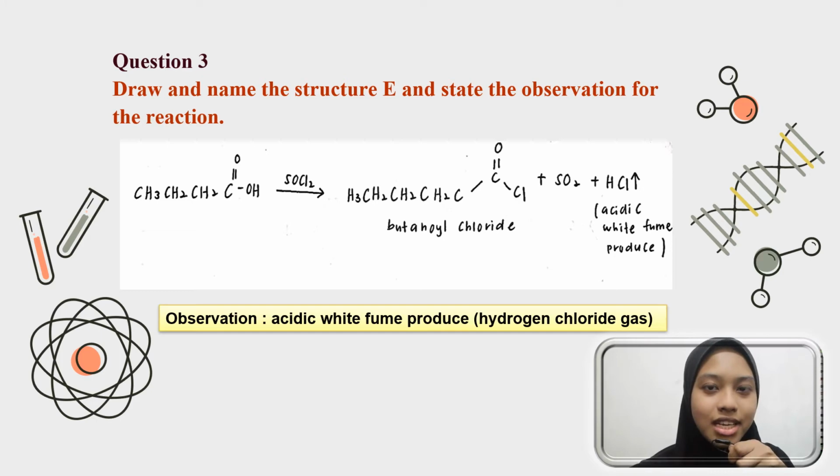Okay, my name is Maisarah Alia binti Mohd Baharum. 9201343 is my matrix number and I would like to present structure E. The picture shown is for structure E and the name is butanoyl chloride. The product formed is white fumes of HCl.